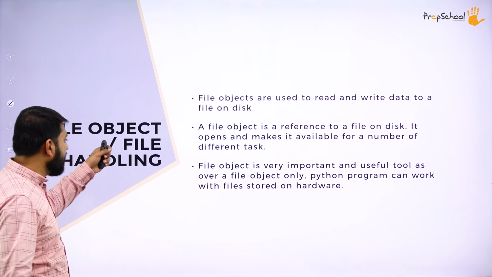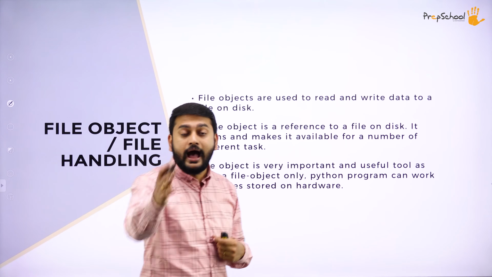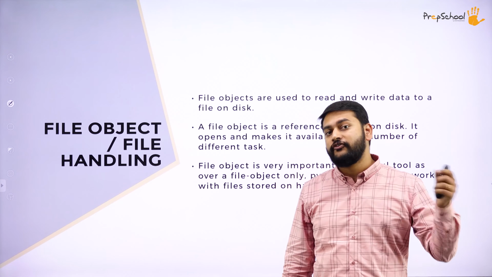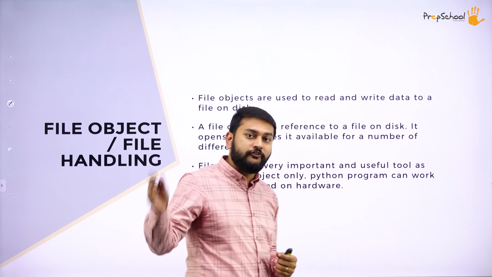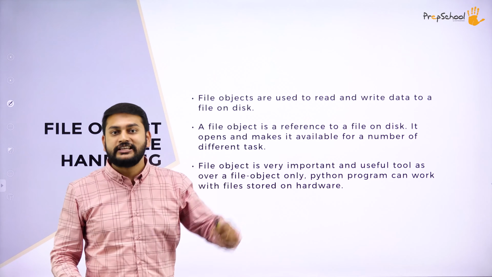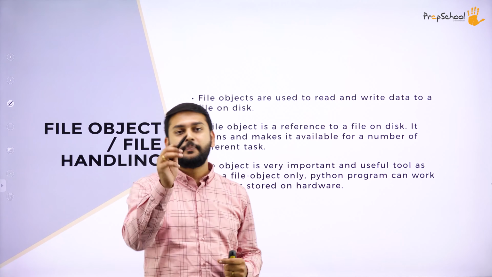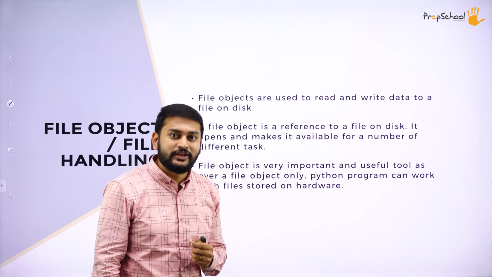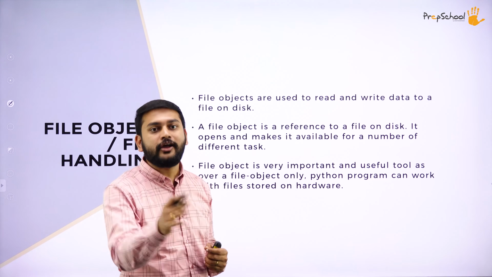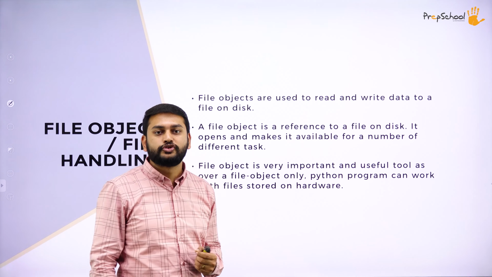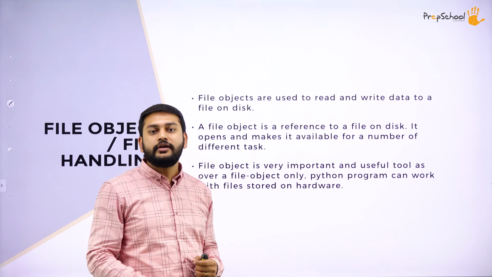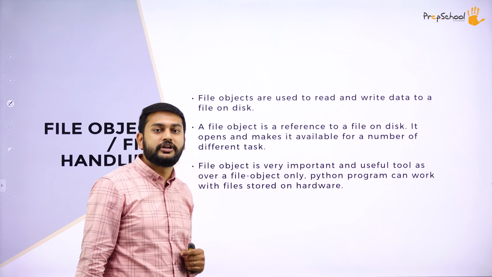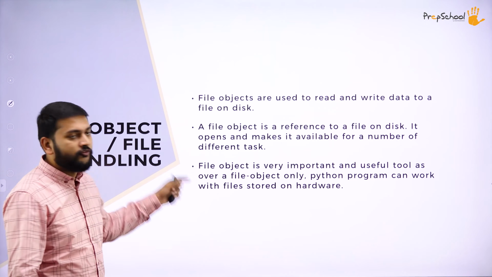So guys, you have the file object of file handling. I have already discussed what file handling is. File object is a reference that I am trying to create for that particular file which I want to open. So the file reference will help me to keep track of that particular file. That is the most advantageous thing that I will get from the file object. That is what you should remember with respect to the file object.